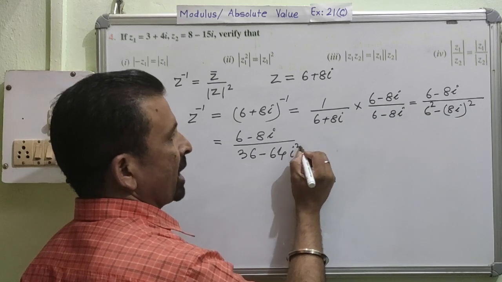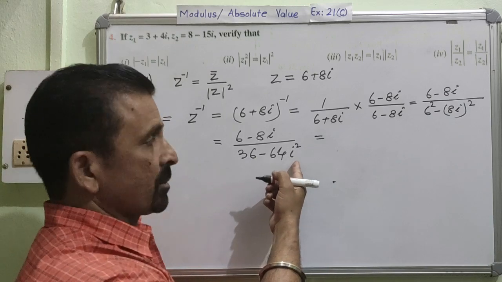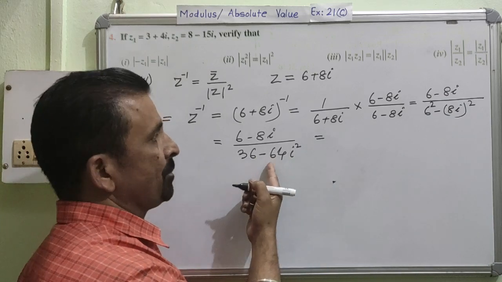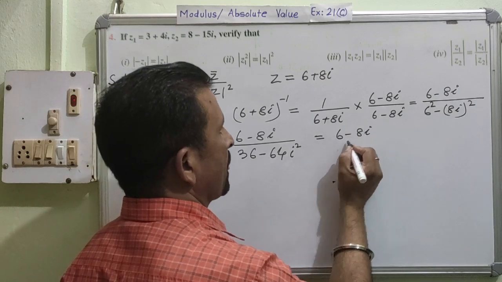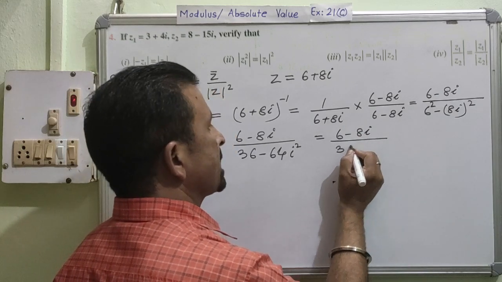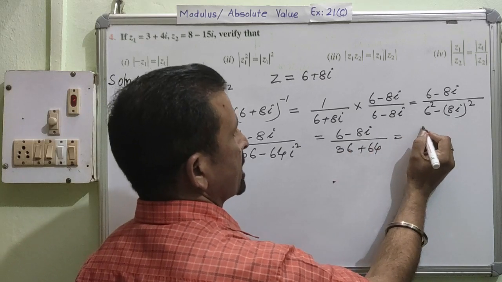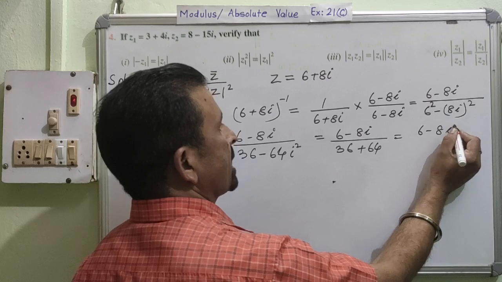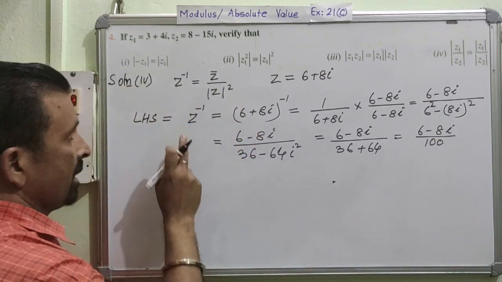And you know i square means it's equal to minus 1. This value, i square, will be equal to minus 1. So this minus and this minus will make it positive. So this is ultimately 6 minus 8i divided by 36 plus this will become 64. Finally, our answer for the left hand side is coming as 6 minus 8i divided by 100. This becomes the value of our left hand side.